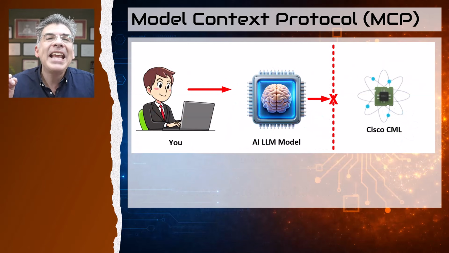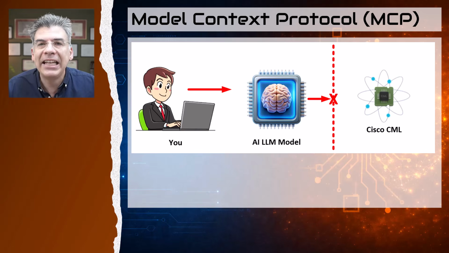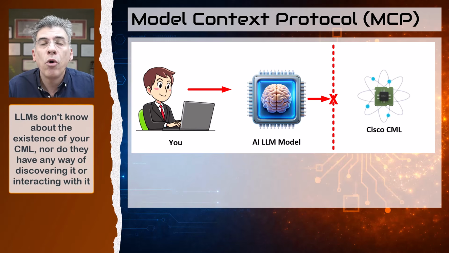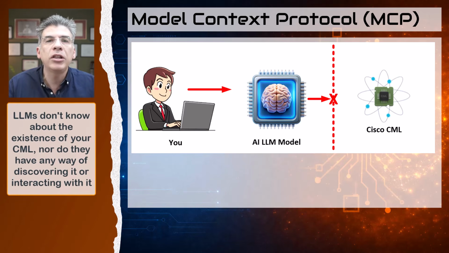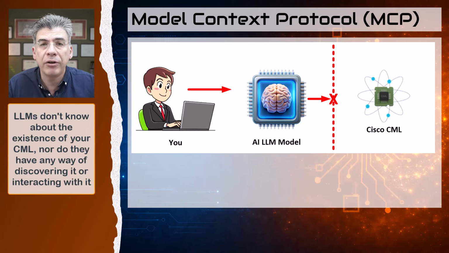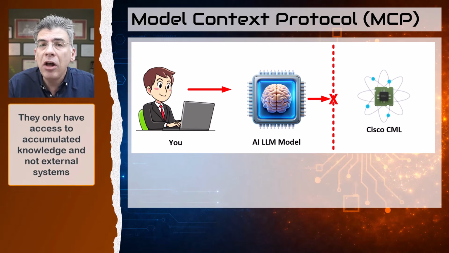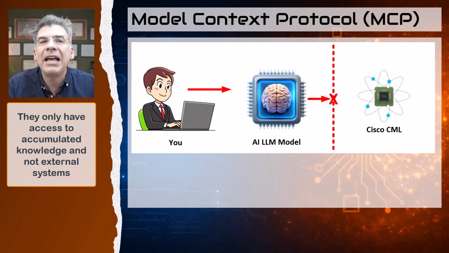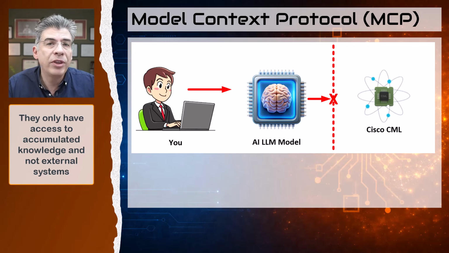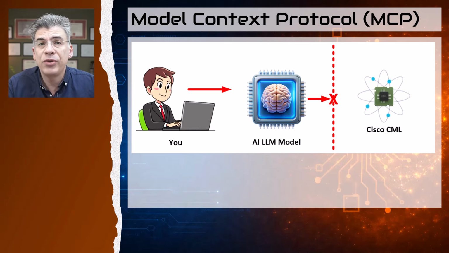You see, in AI, LLMs are isolated by default. In the context of a CML implementation, they don't know about CML systems, or your YAML files, or your topologies, or APIs, or your configurations. They only have direct access to their accumulated knowledge and not to external systems. So there's no way for the LLM to interact directly with your CML system and its resources.